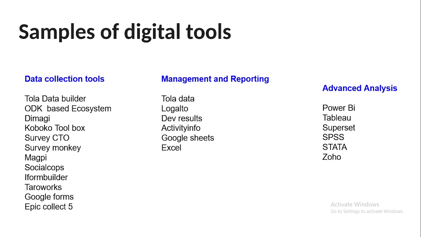Then in advanced analysis, we use Power BI, Tableau if you're looking at correlations, chi-squares, if you're a researcher and you want to do some advanced analysis. These are some of the software you can use. They're all digital tools: Tableau, Power BI, Superset, SPSS, Stata, Zoho, and R. All those are software you can use to analyze your data and report on it.